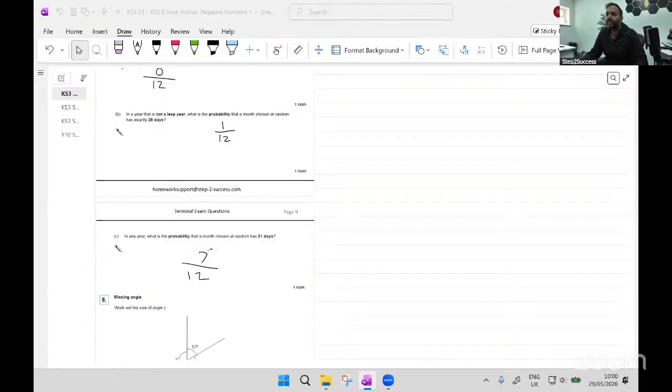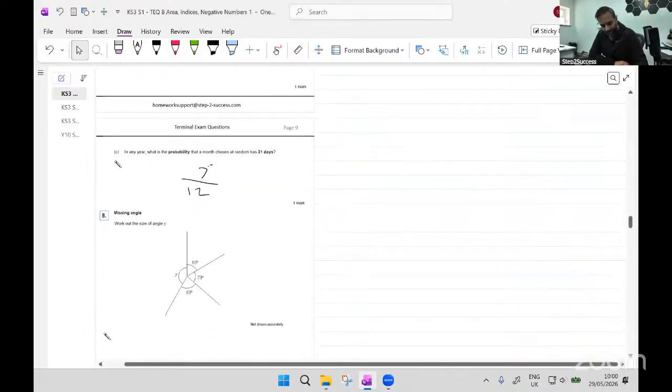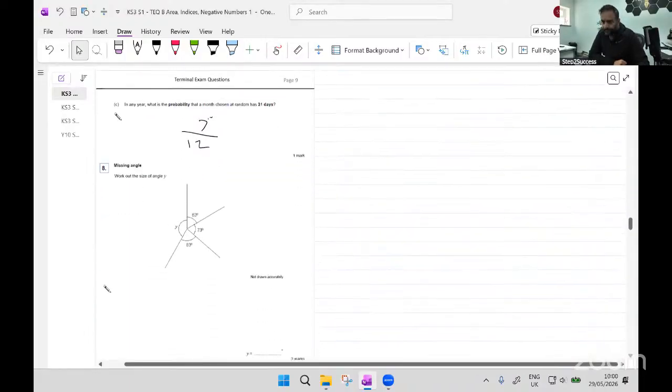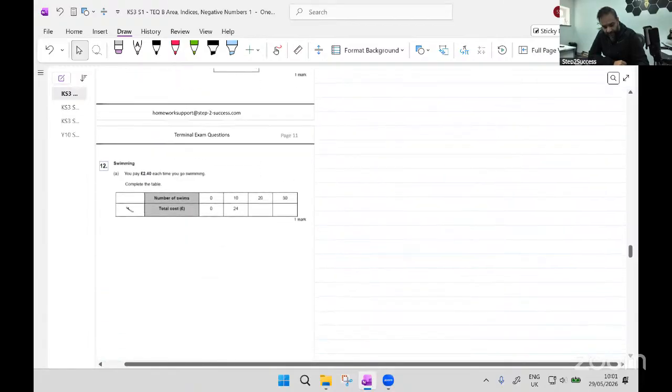Let's see what the other questions are. Yeah, year 10 GCSE maths is pretty hard, so I'll go through that in a moment. 12 and 13 for this one, and then I'll move on to the other one.